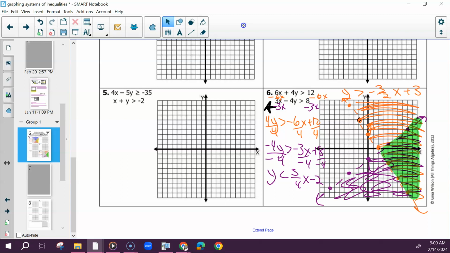Then on the back, you're going to graph the given inequality and then kind of do the same thing. Find which of the 8 are the info about the graph. And then write 3 points that would fall in the shaded area. Questions about those directions?